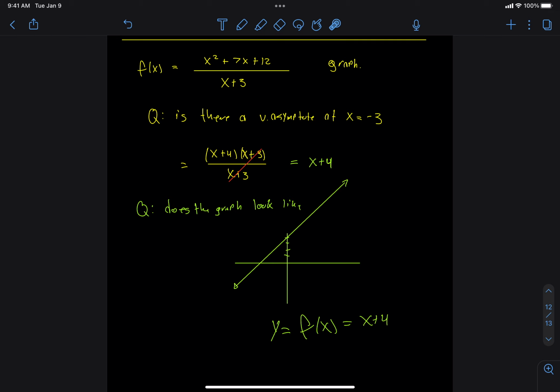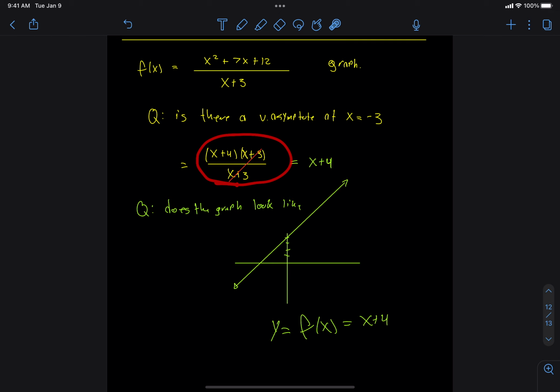Is almost right. We're nearly there, but there's something. I mean, x plus 4 does look like this. I've drawn x plus 4 correctly, but I have failed to take into account where we came from, haven't I? The problem is, you can do this cancellation, but there is one situation where you cannot cancel like this, and that is when x is equal to -3.